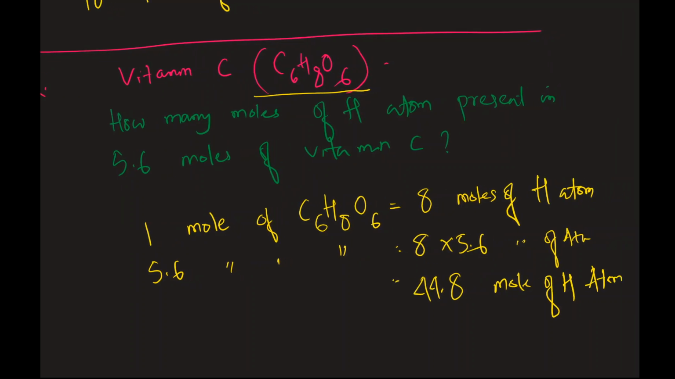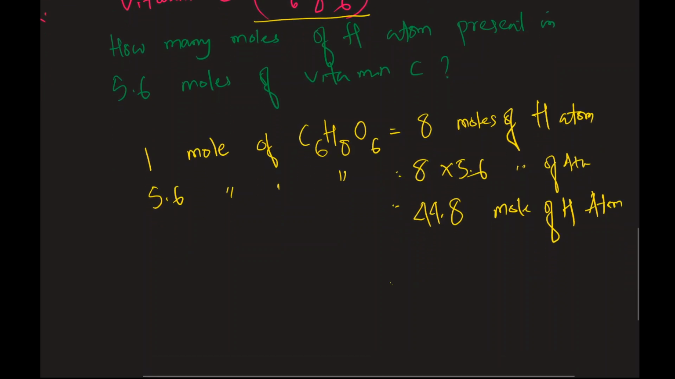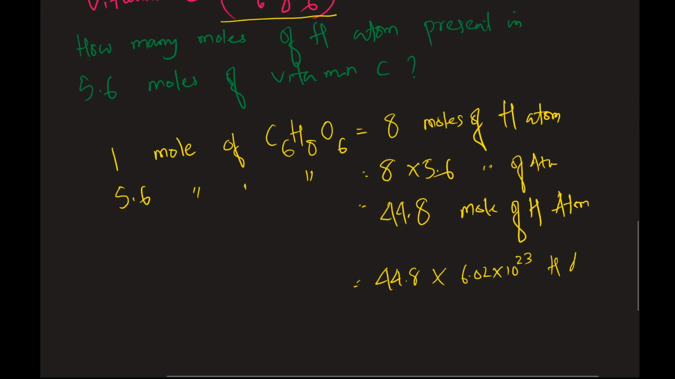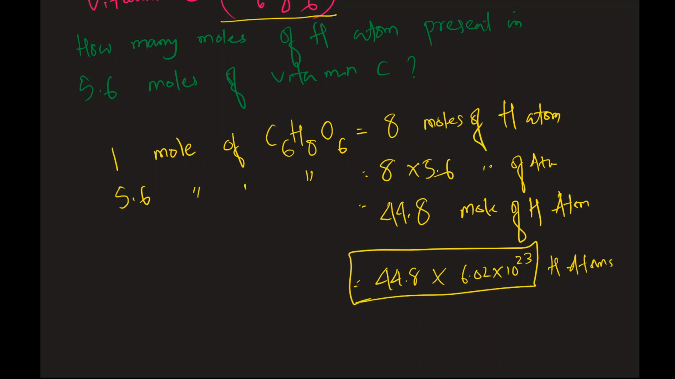If I ask you exactly how many that would be, then you multiply this 44.8 by our Avogadro's number, which is 6.02 times 10 to the power 23 hydrogen atoms. So if the question asks exactly how many, like 1, 2, 3 all the way, you just multiply by this number. All right, we're gonna go to molar mass in the next video, so let's stop here.